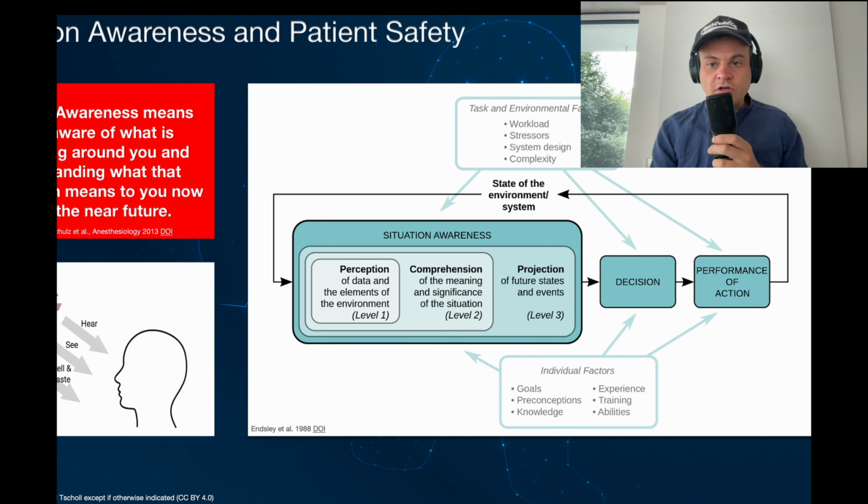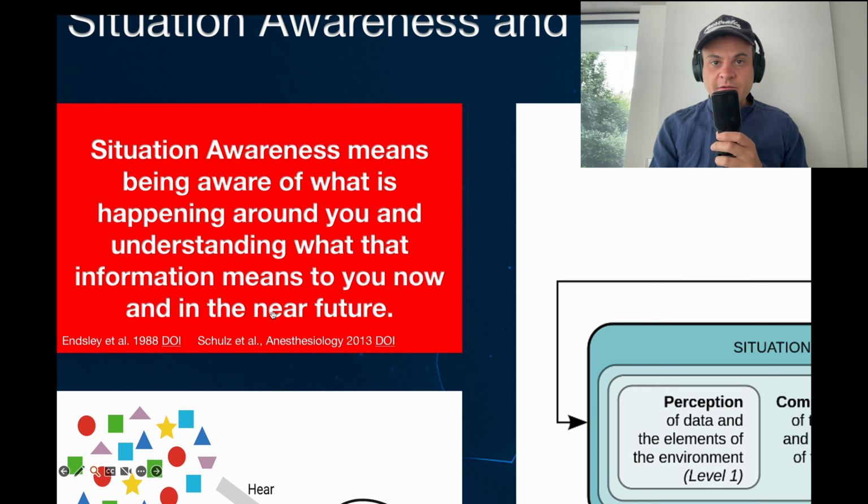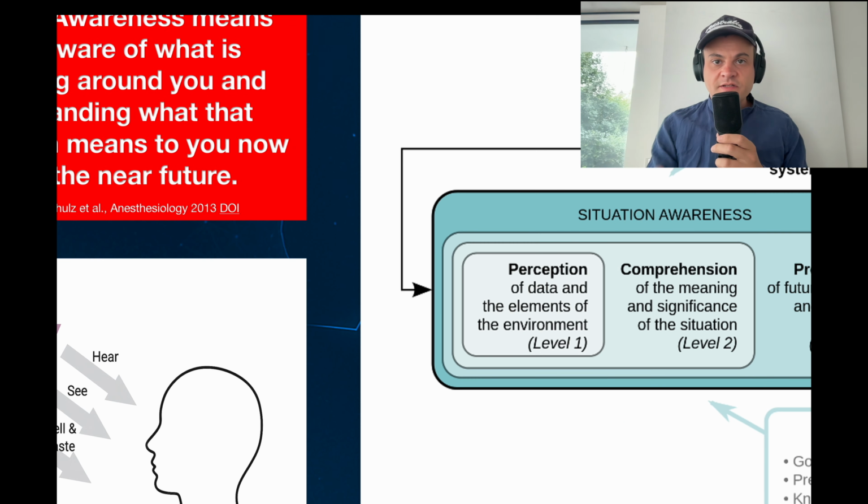Situation awareness was invented as a scientific field by Mica Endsley, former chief scientist of the US Air Force in the 1980s. She defined it as being aware of what is happening around us and understanding what that information means to us now and in the near future. It's a hierarchical three-level concept.